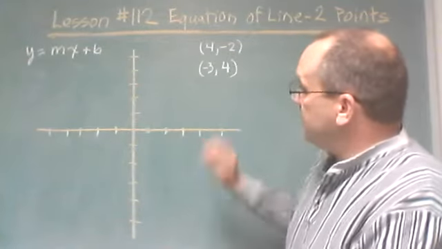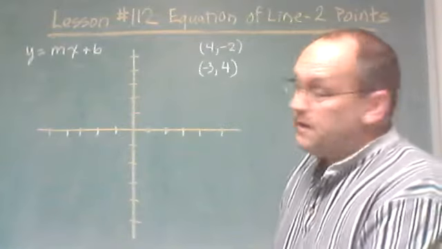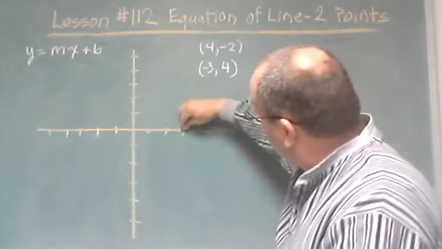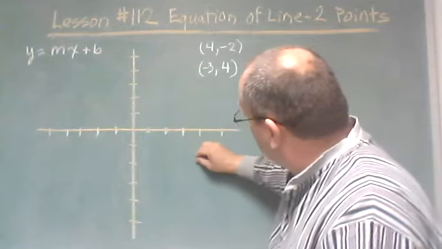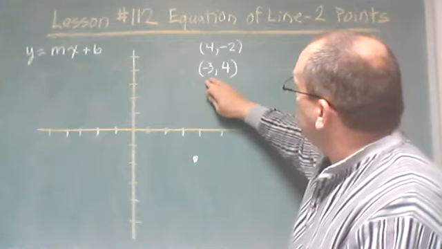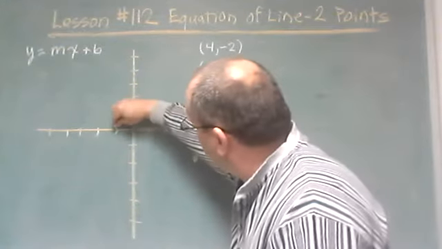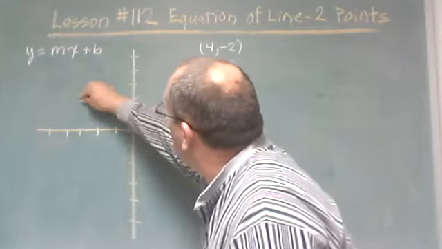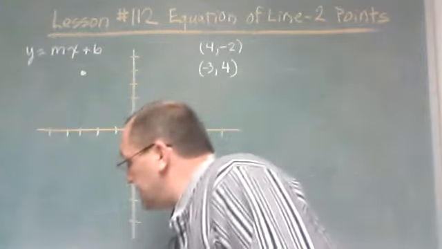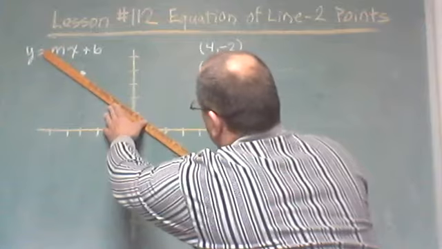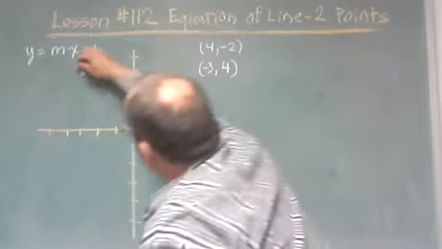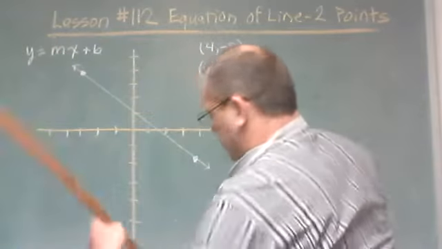Okay, what we're going to do, we're going to go ahead and plot those 2 points. I have point 4, minus 2, so that's 1, 2, 3, plus 4 in the x, minus 2 in the y, and I have point minus 3, 4. Minus 3 in the x, 1, 2, 3, plus 4 in the y. Puts me up about right here. I'm going to connect those and draw my line in. I'm going to determine the equation of the line passing through those points.